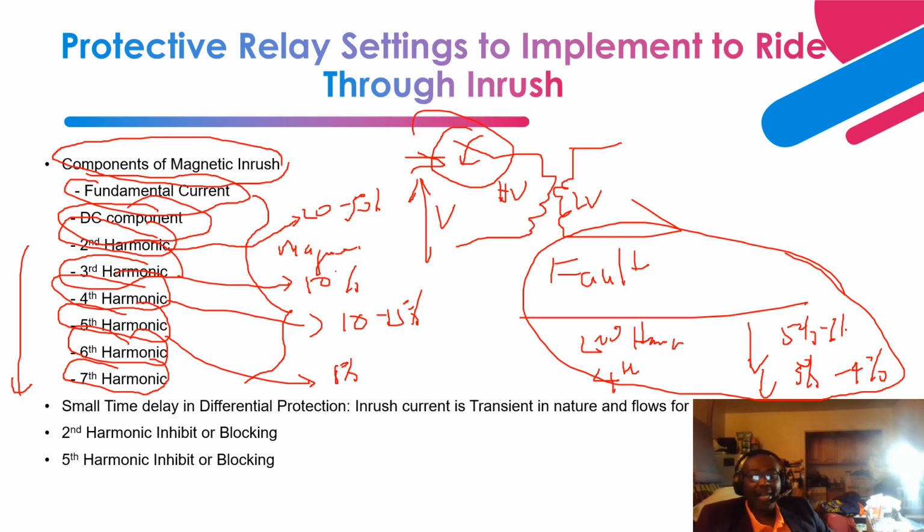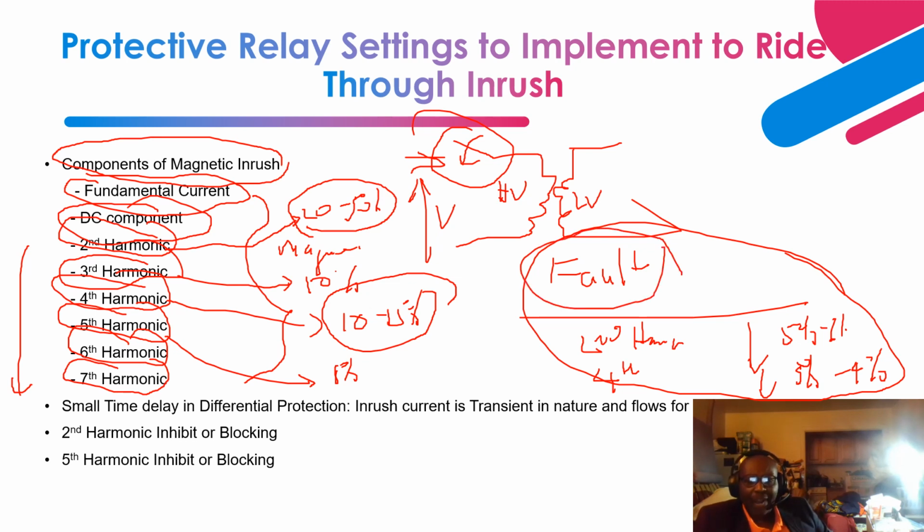So it means that I can utilize the percentage content of the second harmonic and the fourth harmonic to distinguish between an inrush condition and a fault condition. For a magnetic inrush current, I have a second harmonic content of about 20 to 50%, and a fourth harmonic content of about 10 to 15%. Whilst for an actual fault condition, I have a second harmonic content of about 5% and a fourth harmonic content of about 3 to 4%.